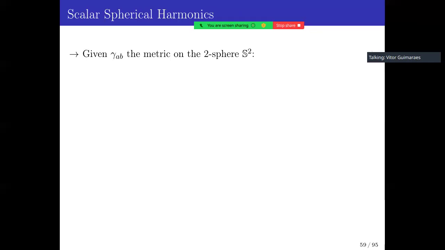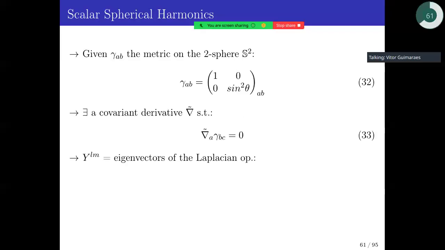So if we define gamma AB as the metric on the two-sphere, such that gamma AB can be represented as this matrix, okay? We know that there exists a covariant derivative defined on the two-sphere in such a way that the covariant derivative of the metric is equal to 0, right? So we're basically saying that there is a metric compatible covariant derivative on the two-sphere, right?